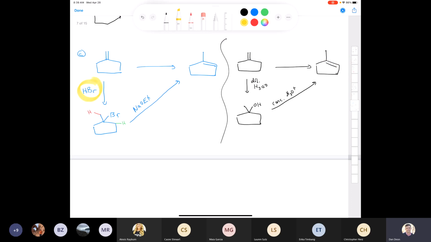Here you'd have to buy two different reagents, HBr and sodium ethoxide. Here you only need one. You just need some concentrated acid, you dilute it, and you can do both steps.